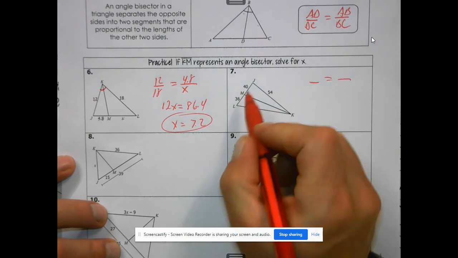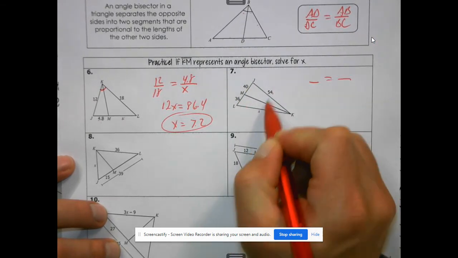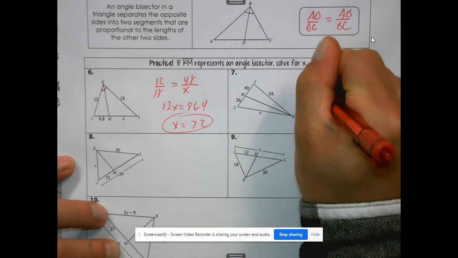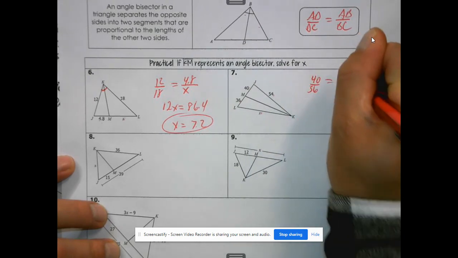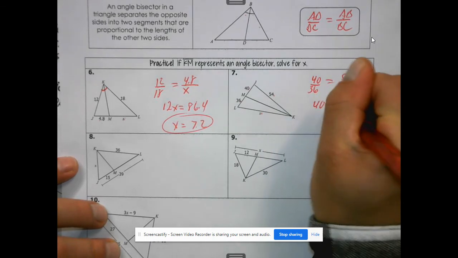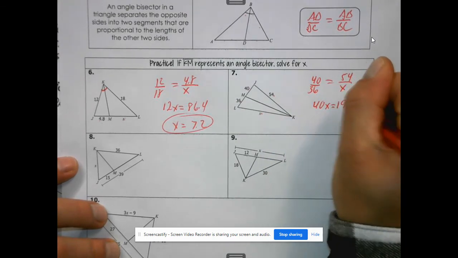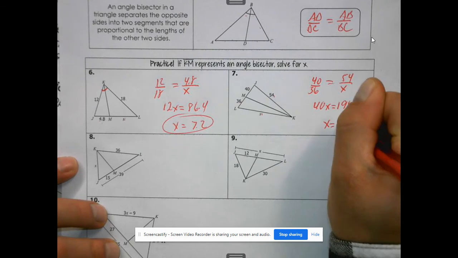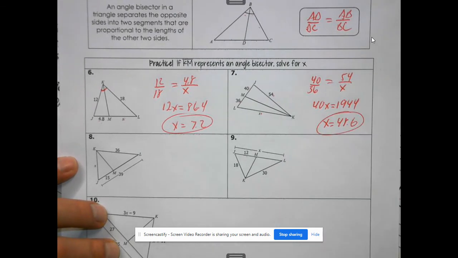Number 7, I'll go top, down. So 40 over 36 equals 54 over x. Cross multiply, 40x is 1944. 40 goes in there 48.6 times.